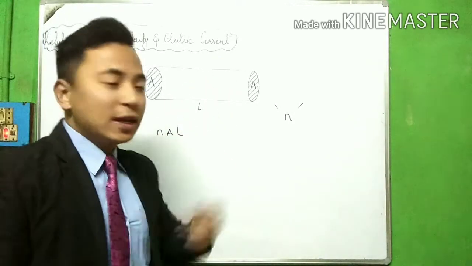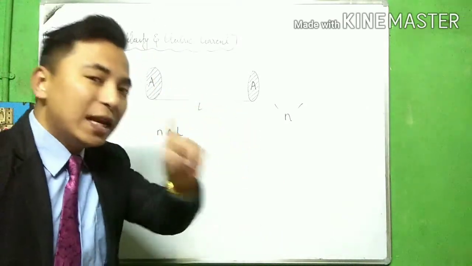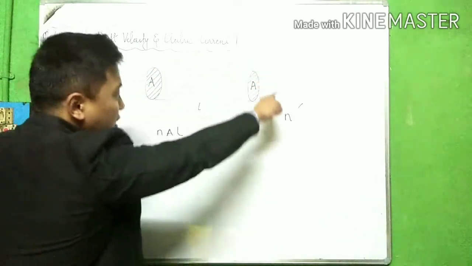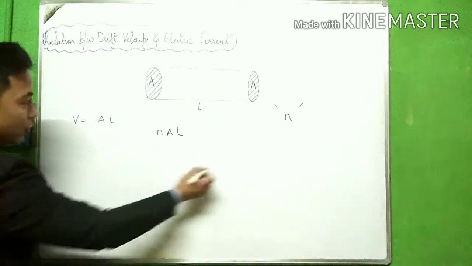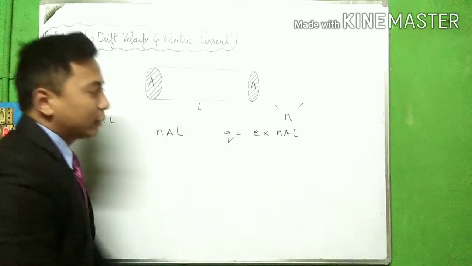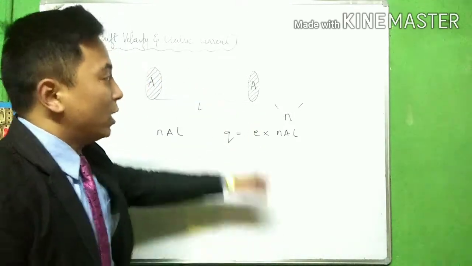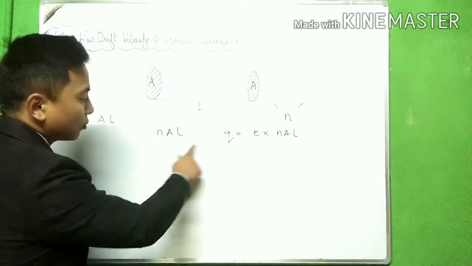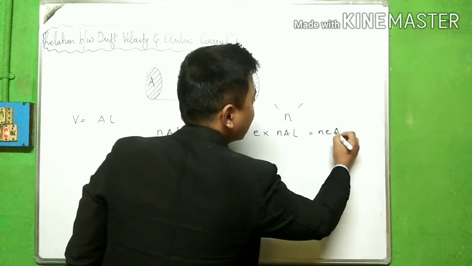Now we know that if e is the charge of an electron, then the total charge of the free electrons in the conductor is Q equals e into nAL. So if e is the charge of an electron, then the total charge of all the free electrons in the conductor is nAL e.